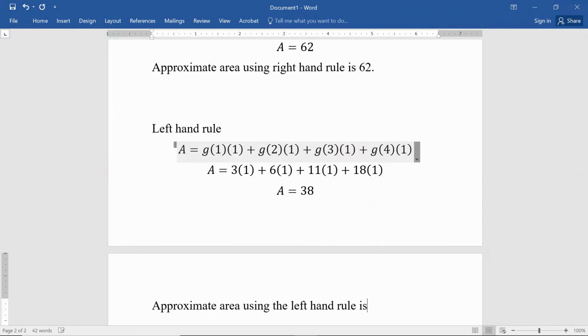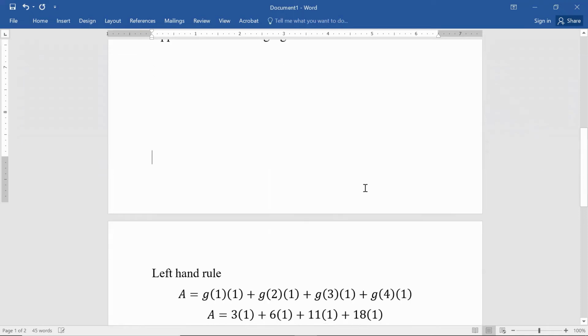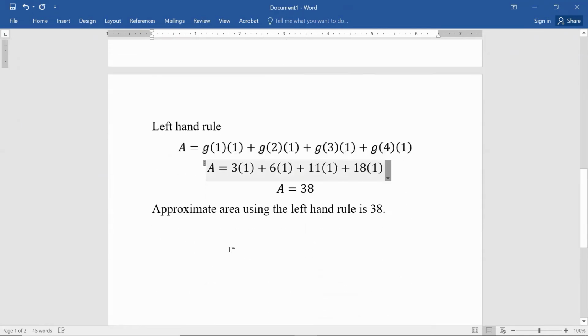is 38. Notice that these two are pretty far apart in this scenario. 62, pretty far from 38. In the last scenario, our left-hand rule and our right-hand rule gave us the exact same number, but that is not always the case. In this case, they gave us vastly different numbers. Let's go and calculate the midpoint rule.